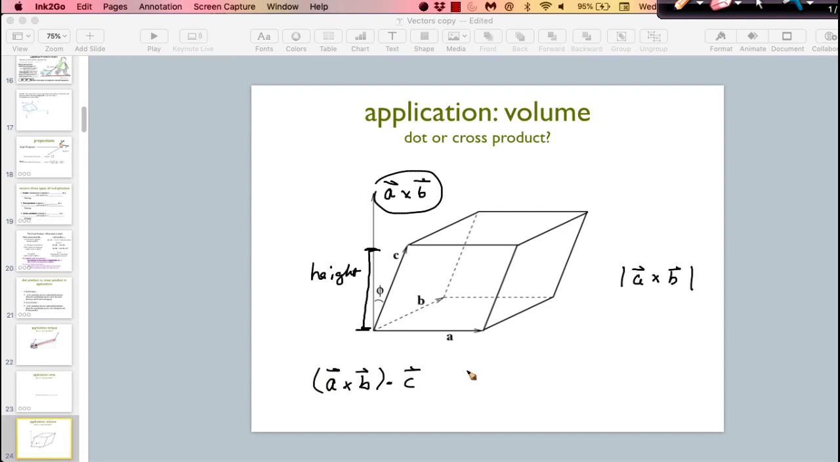Did anyone get it before I started? I thought it was that, but then I was like, that's too easy. Did you get it? You had it. Yeah, but it's cool, isn't it? So we can use not only the magnitude of this parallelogram, but the direction of it. We want to know how much of C we want in that direction. That's dot product. So that's the volume.